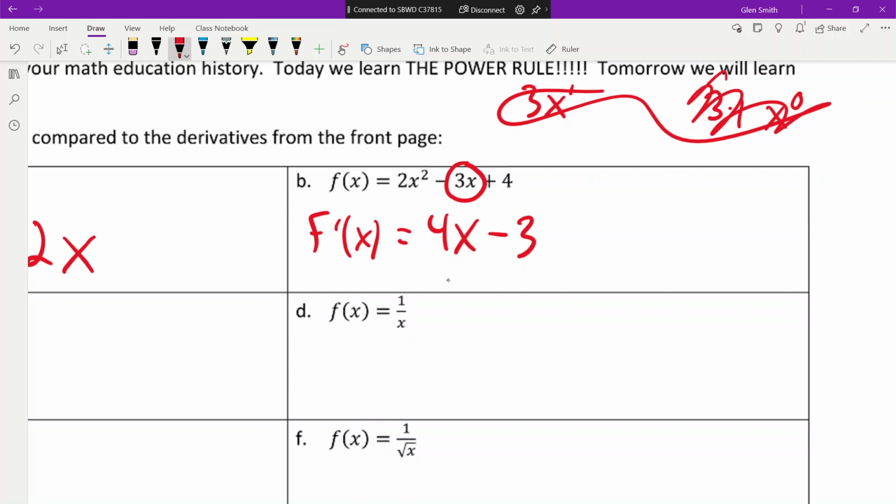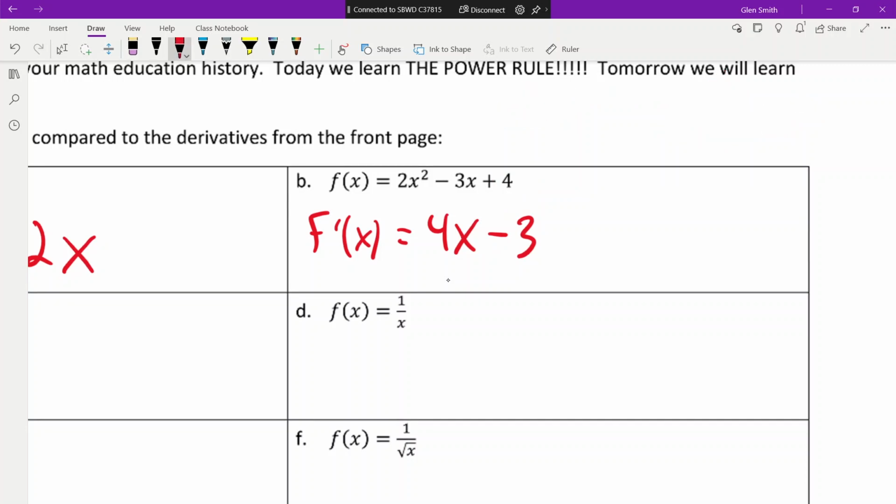Yeah, right? Okay. And lastly, a constant, which is just a number all by its lonesome, its derivative is 0. Cool? That's happening because, look, you can technically think of that as 4x to the 0. You don't need to, but you could. And when you derive that, you would get 0 times 4x to the negative 1. That's a 4. And that would be 0. But you don't need to do all that junk. You just know the derivative of a constant is 0.